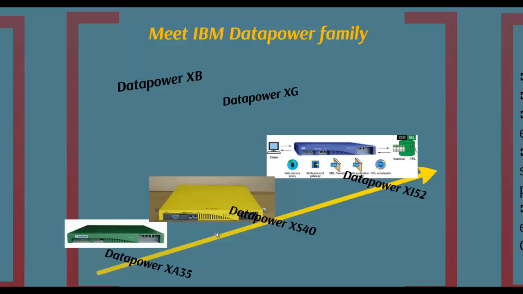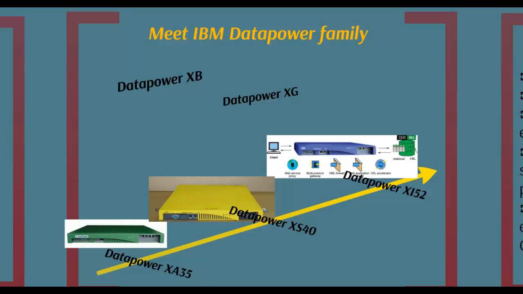Then there is an XS40 appliance. XS stands for security. So DataPower XS40 is meant to be a security appliance, one which you want to put into the DMZ zone. XS40 has all the features of the XA35 model, but it has added significant other features, which include web service proxy, gateway and other integration capabilities.